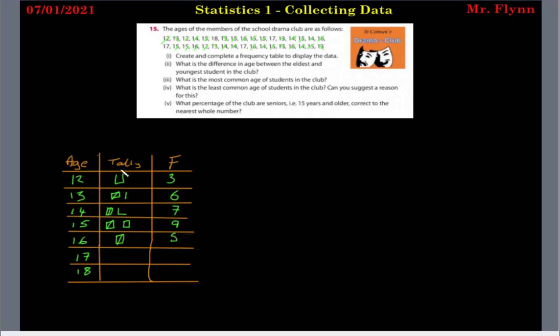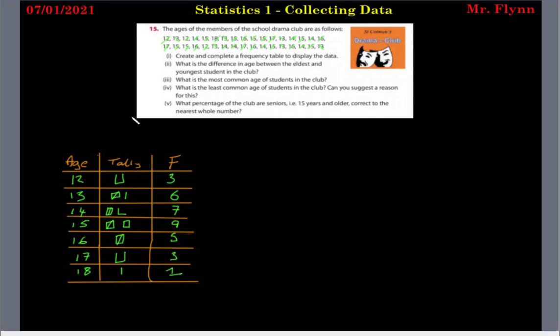Now you don't have to do this tally box here, but it's handy, as you're going, if you didn't want to cross them out in your book, which I wouldn't recommend, I just tally them up here. So 17-year-olds, we've 1 here, 2, 3. So we have 3 17-year-olds, and I think there's only 1 18, yeah, 1 18-year-old.